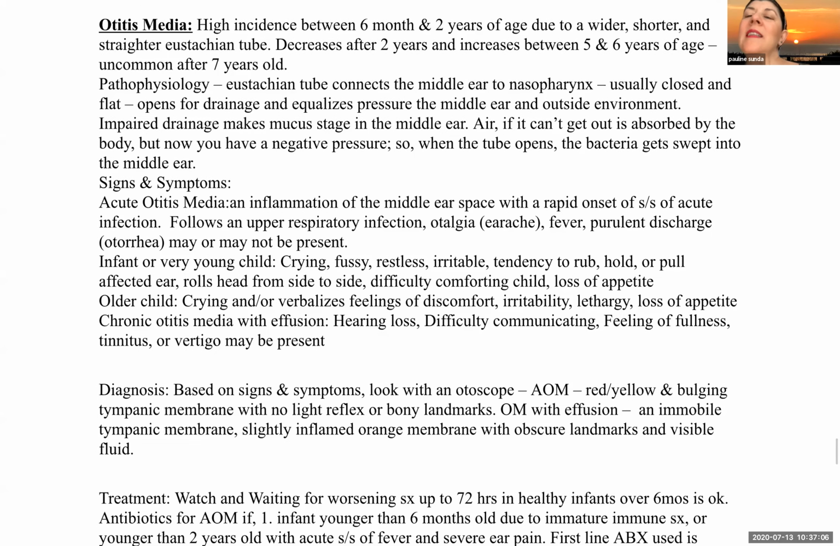Next is otitis media. Here, there's a high incidence between 6 months and 2 years of age due to the wider, shorter, straighter eustachian tube. It then decreases after 2 years, but then there is again a little spike between 5 and 6 years of age, and then it's uncommon after 7 years of age.